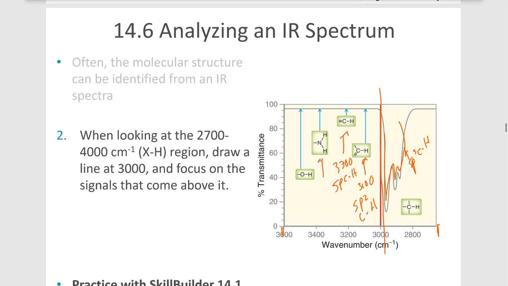Also at around 3300, we have the amines. So for a primary amine, that's going to be 2 signals. And then at around 3300, we also have an OH, which is going to be broad.